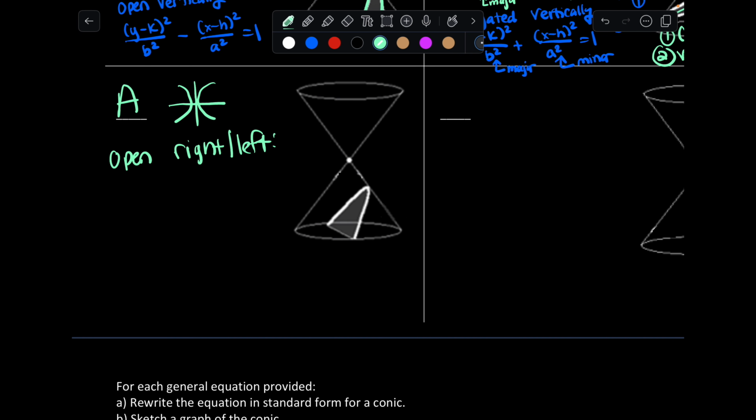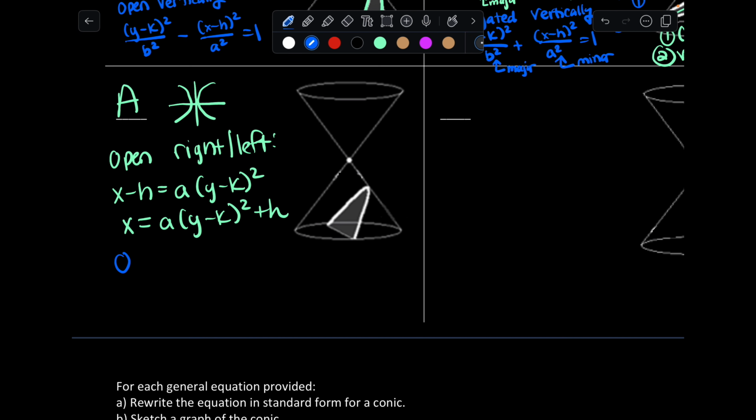So for left to right, this is going to be the foreign one. It is x minus h is equal to a times y minus k squared. Or you can also see it as x is equal to a times y minus k squared plus h. So this is your vertex, and then this is just the vertical dilation. So either way is accepted.